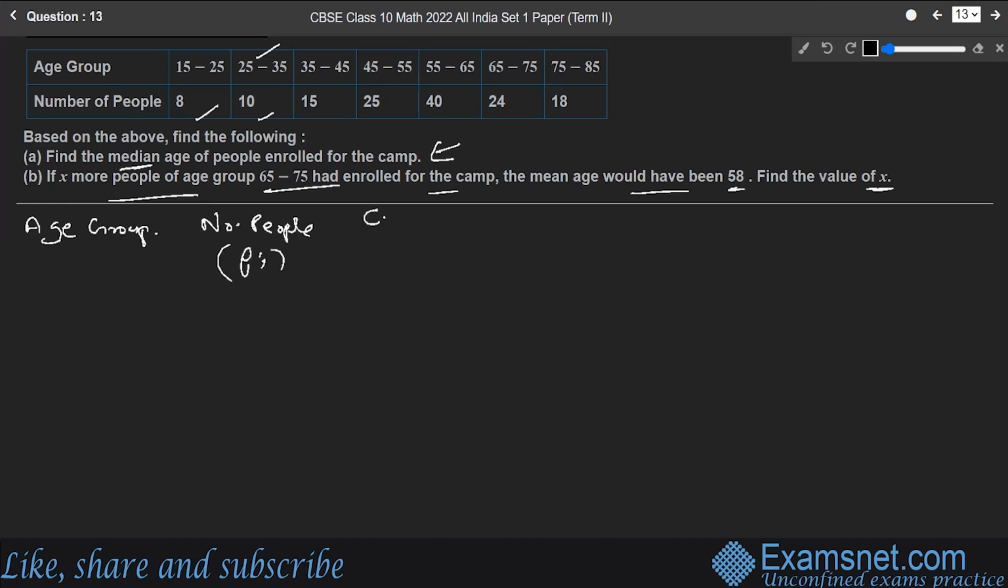Okay, then we are supposed to find out the cumulative frequency. That's what we are supposed to find out every time when we are supposed to do the median thing. So we have to find out cumulative frequency. Let us name that as CF. Cumulative frequency is CF. Let us write the values.